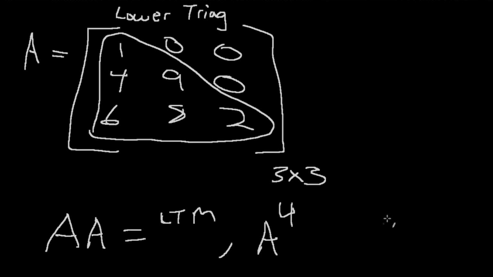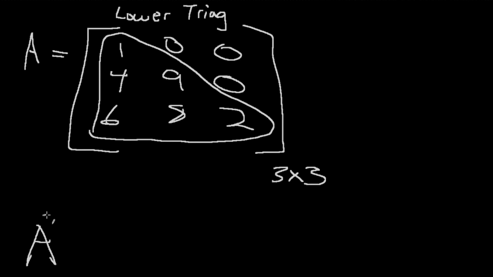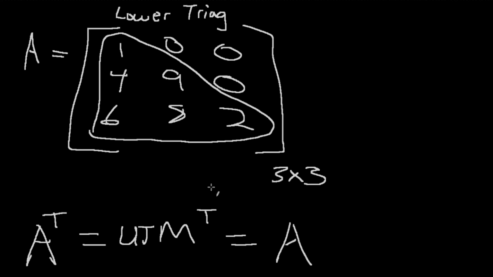Another interesting thing is that if you transpose one of these, it turns into an upper triangular matrix. So if we do A transposed, it's now going to be an upper triangular matrix. It would go to that form with the transpose. And if you transpose it again, it goes back to A. So those are some of the properties, and you can scale those all over the place.